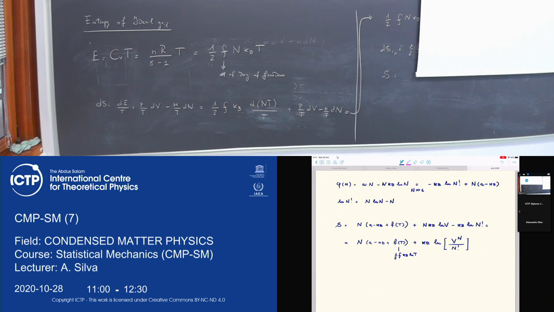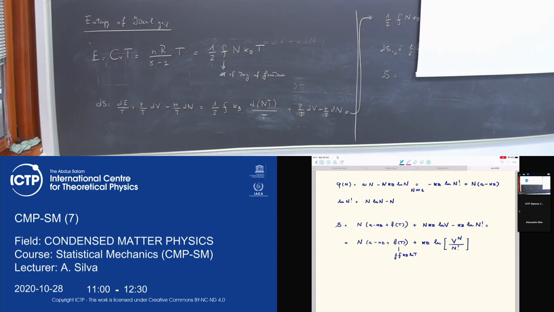Now this expression is very interesting, right? First of all, as your colleague noticed, you cannot have something like this sitting in a log. It doesn't make any sense. This volume has to be dimensionless, so it has to be a ratio of two volumes, correct? So it's a dimensionless volume.